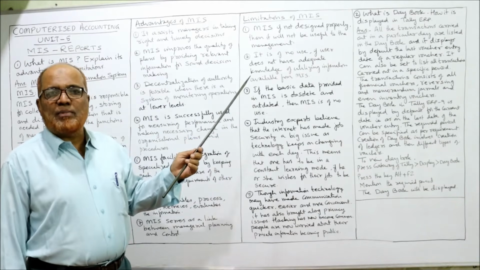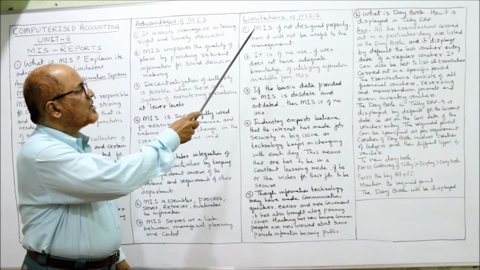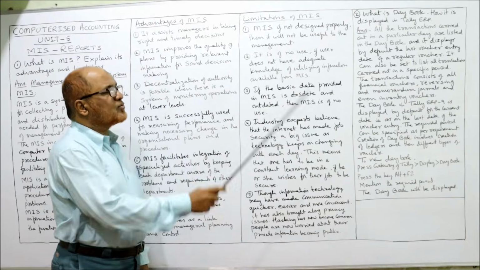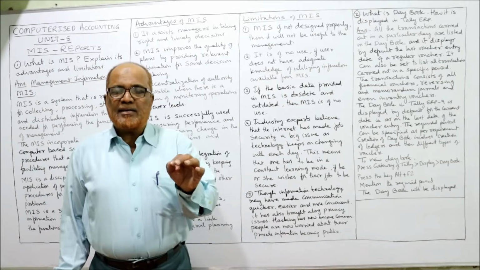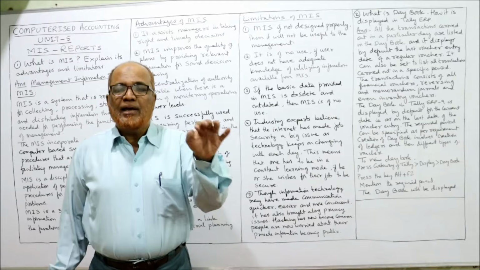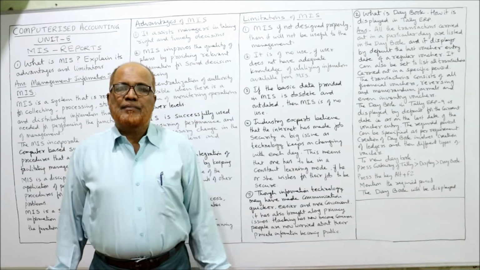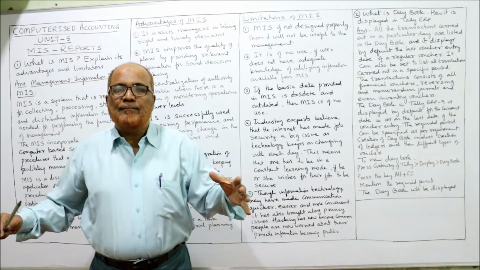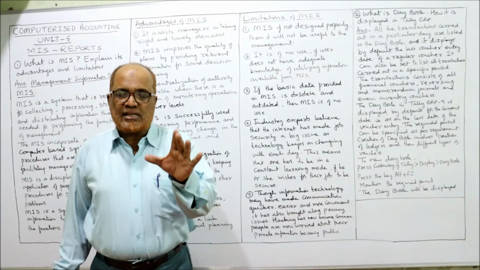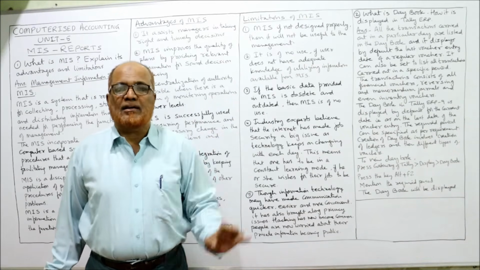We cannot get the maximum benefit. So what is the limitation? First, if MIS is not designed properly, then it will not be useful to the management. MIS is best only if it is properly designed. If it is ill-designed, if it is wrongly designed, it will not give the benefit to the management. So first of all, this MIS should be properly designed.